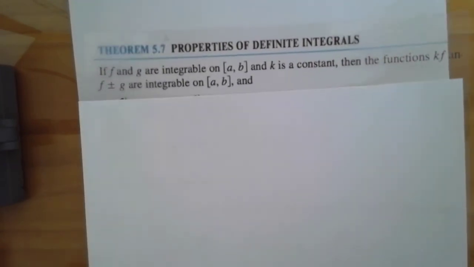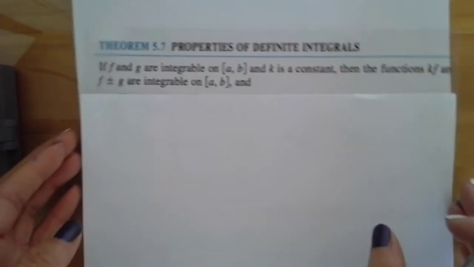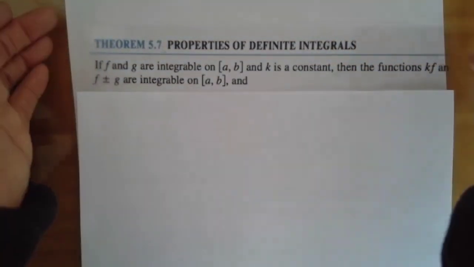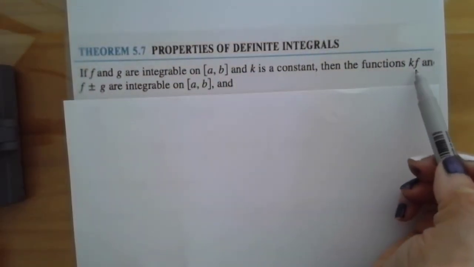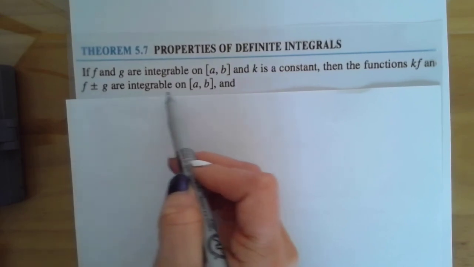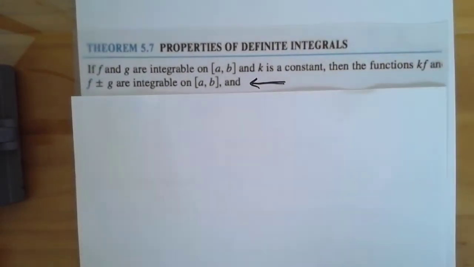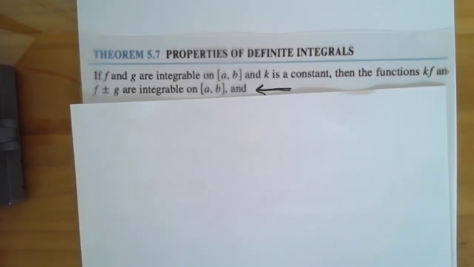Hooray, you're almost done. All right, let's move on to the next part. I'm not going to show you too much. I'm going to share with you 2 properties, okay? Properties of definite integrals. If f and g are integrable on closed interval a to b and k is a constant, then the functions kf and f plus or minus g are integrable on a b. So classic algebra things really, right? Because k is constant, okay?